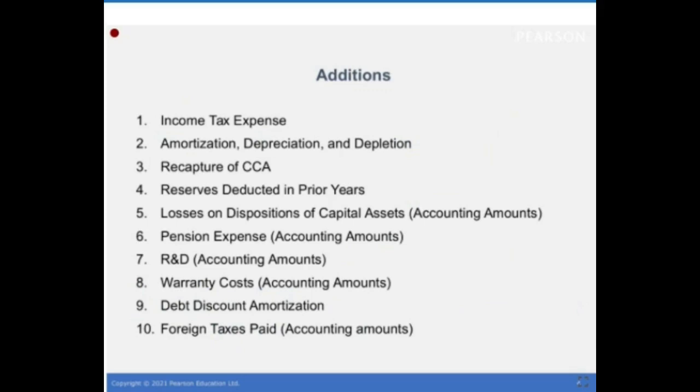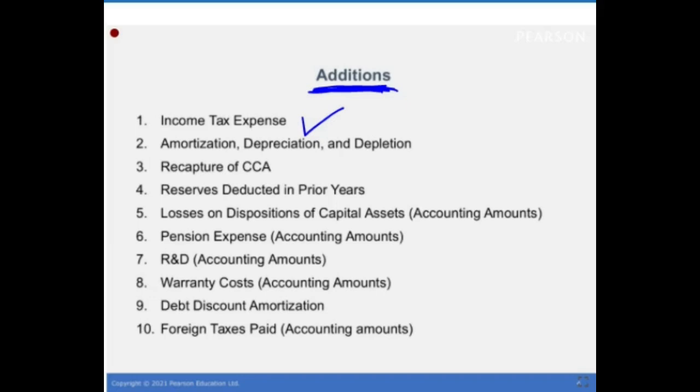And this is what we are looking at. First, we're going to add some things to net income. Well, the first one on the list should be a real no-brainer: income tax expense. Income tax expense is not deductible, so we're going to add it back. So that's what we're talking about here when we're adding things back.